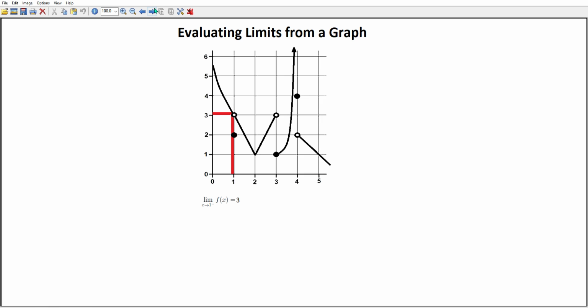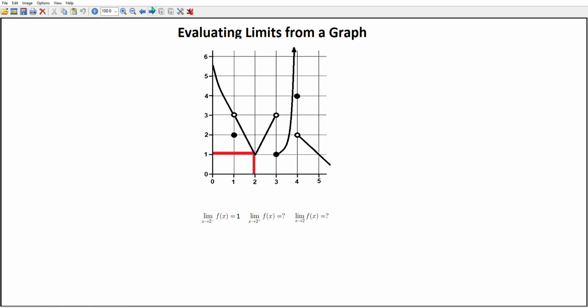Now what we're going to do is look at the limit as x goes to 1 plus, and what we can see is values of x that are slightly larger than 1 produce y values that are slightly less than 3. And we conclude that the limit as x goes to 1 plus of f of x is 3. Now, since both one-sided limits are the same real number, we conclude that the two-sided limit, the limit as x goes to 1 of f of x, is 3.